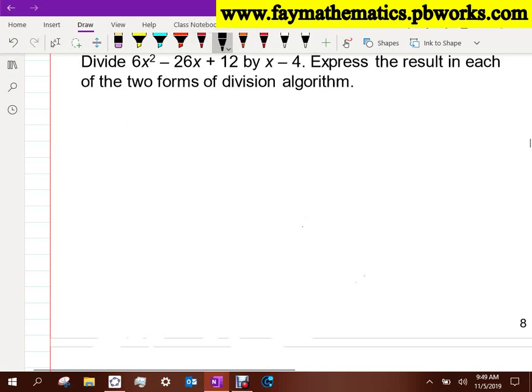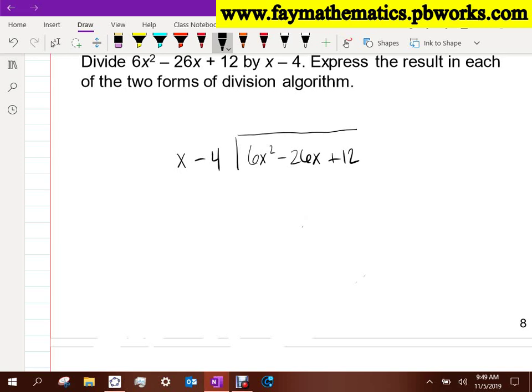All right, so we want 6x squared minus 26x plus 12 divided by x minus 4. Okay? We can divide by any degree polynomial that we want to. So that x minus 4 does not have to be linear. Okay? And you might see some questions in your homework where it's an x squared minus 4, something like that.